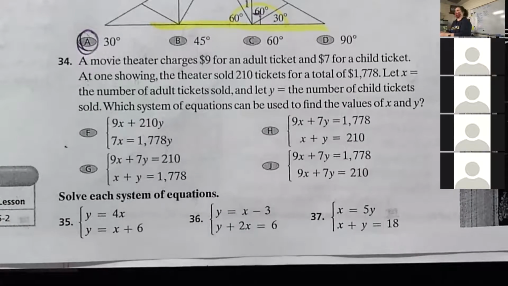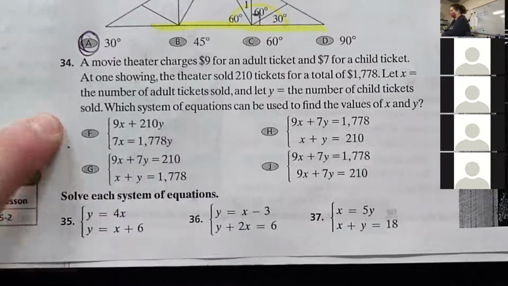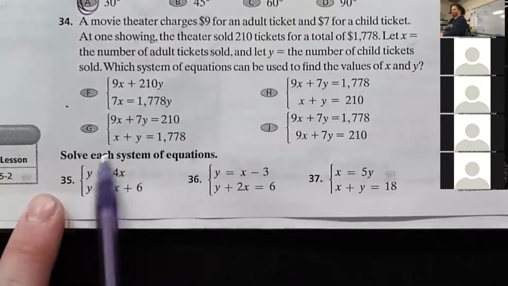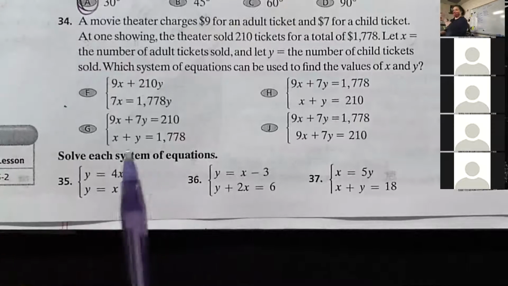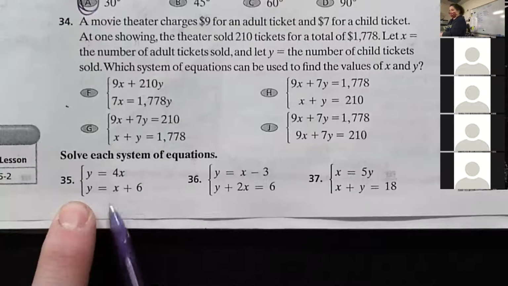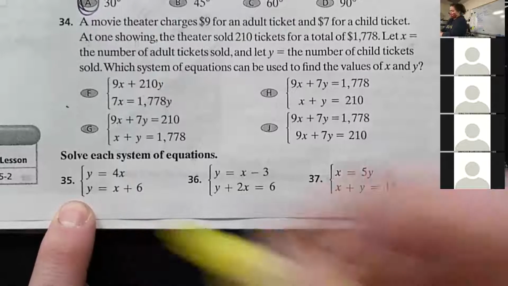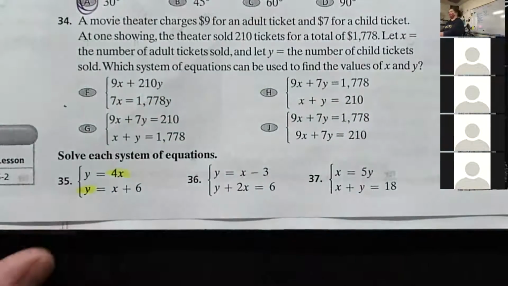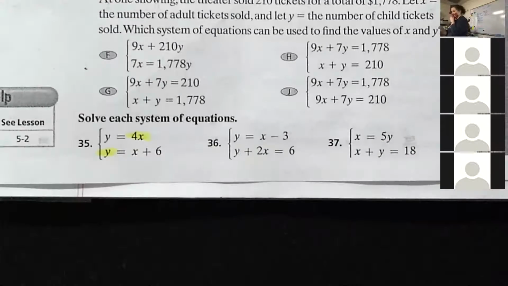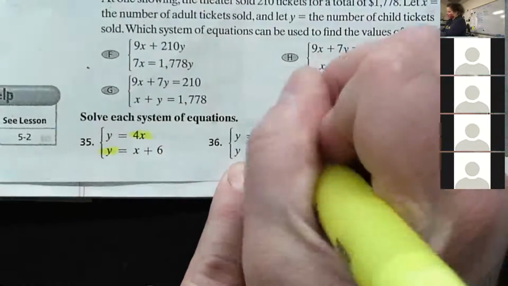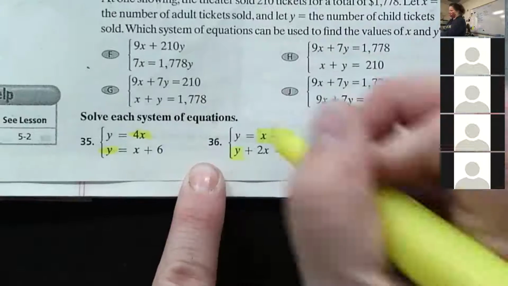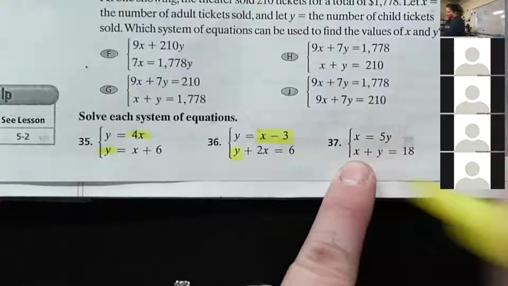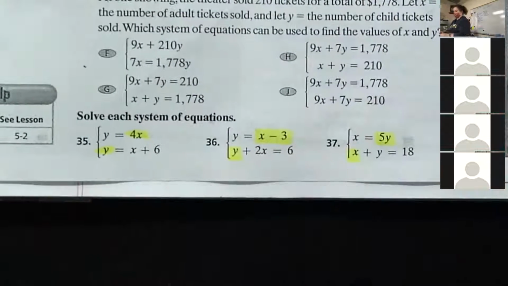Ooh, then some review. Love review. I'm going to let you just tackle that word problem all by yourself. Now remember, solving systems of equations. You can use substitution or you can use elimination. This is set up really nice for substitution. Y is 4x. So wherever I see a y in this one, I'm going to put in a 4x. Swap the yellows for each other and solve. Wherever you see a y, you're going to put in an x minus 3. Wherever you see an x, you're going to put a 5y in. You have to do those on your own.